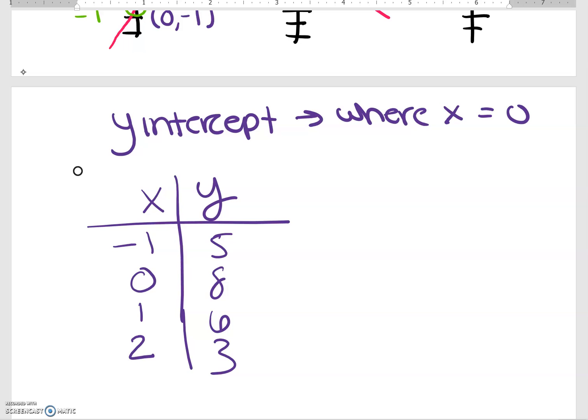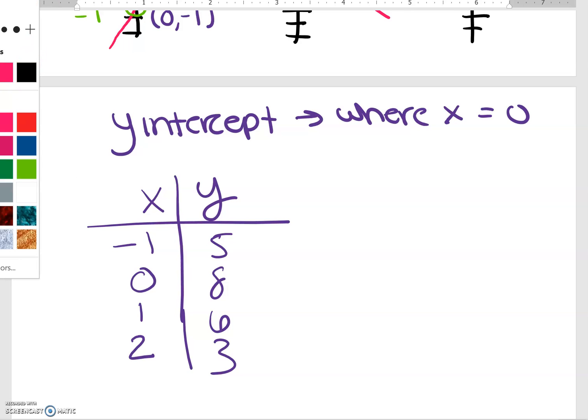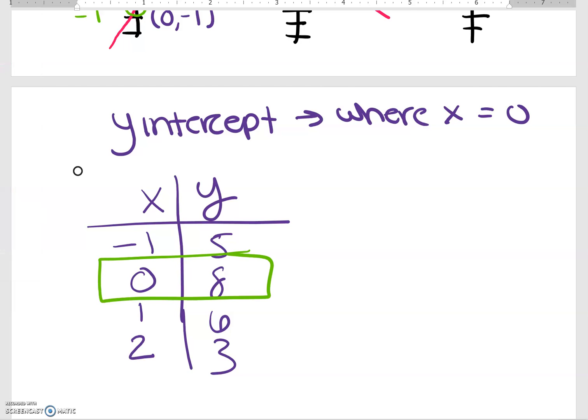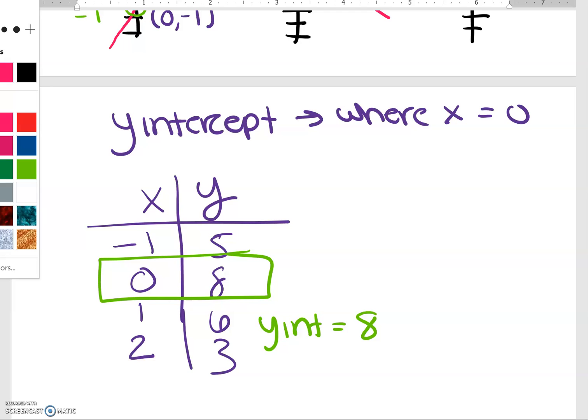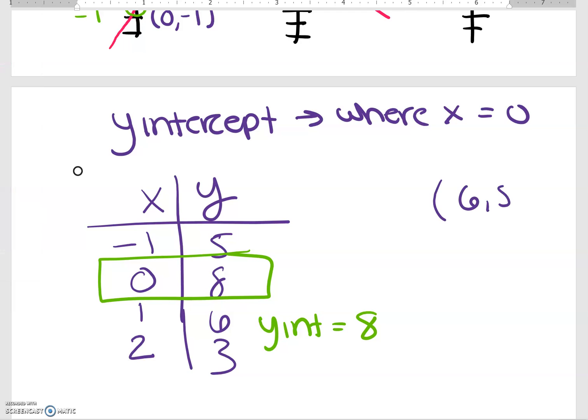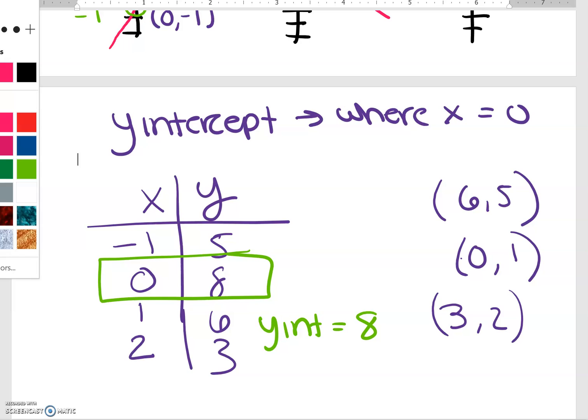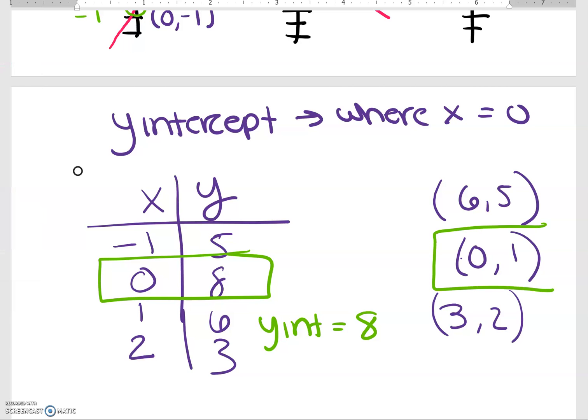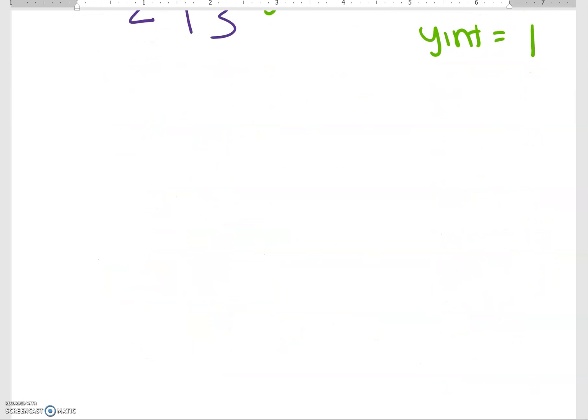All right, what is my y-intercept? Well, we said that it's where my x is 0. So where's my x 0? Right here. So my y-intercept is equal to 8. Okay? Let's say I gave you another chart. What is my y-intercept? Well, the y-intercept is where x is 0. So that means my y-intercept is equal to 1.